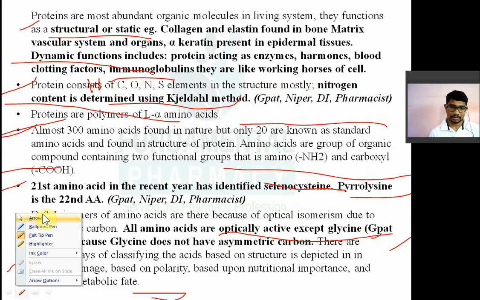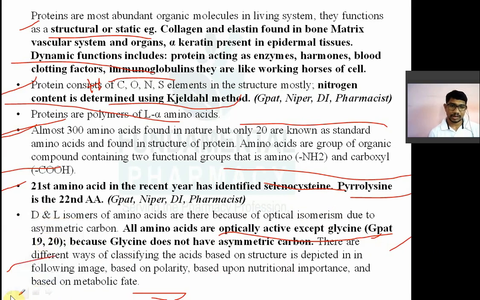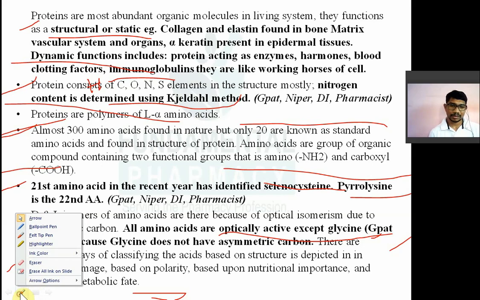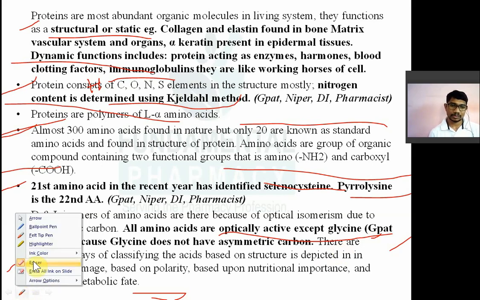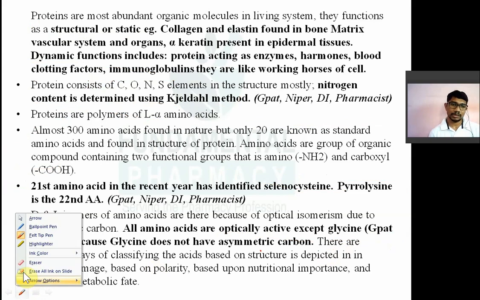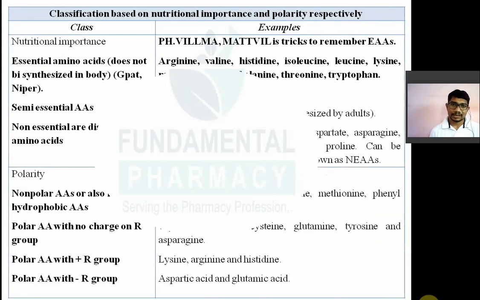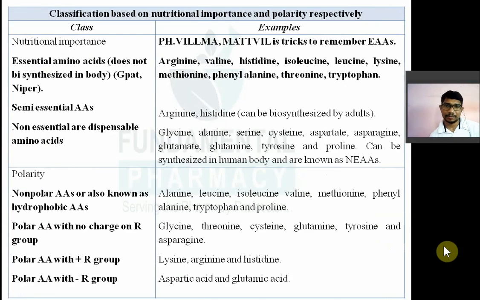Now we see the next point, classification of amino acid based upon the nutritional importance. Okay, so nutrition की बेस के ऊपर क्लासीफाई कैसे करते हैं. So first one is essential amino acid. Based upon the nutritional importance, first one is known as essential amino acids, because they are not biosynthesized in the body, and that's why they need to be supplied in the diet. That's why they are known as essential amino acids.